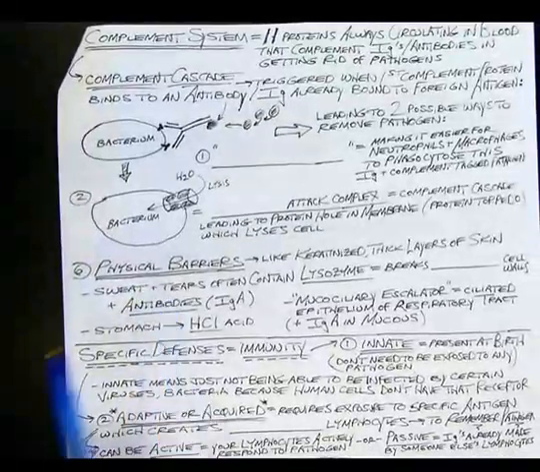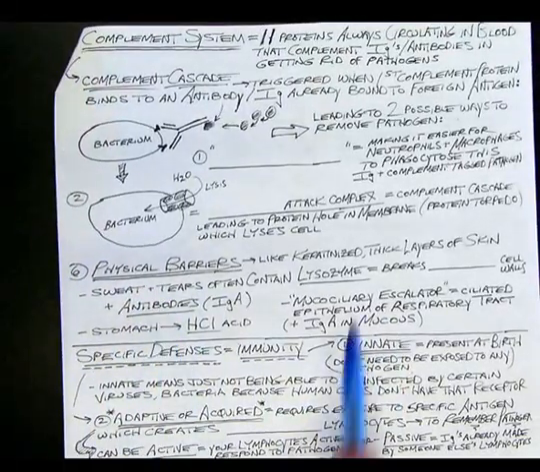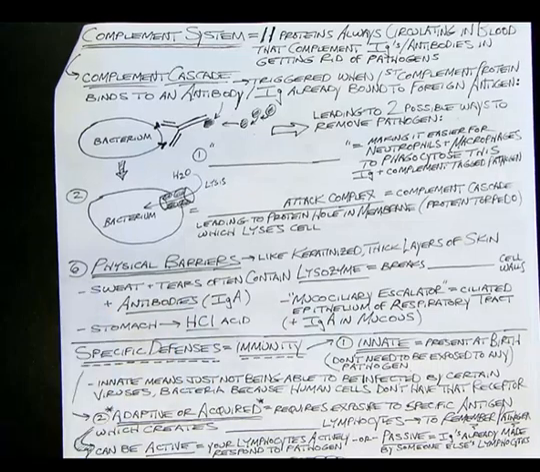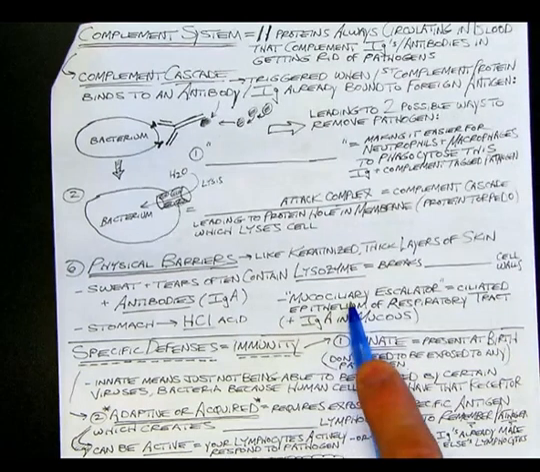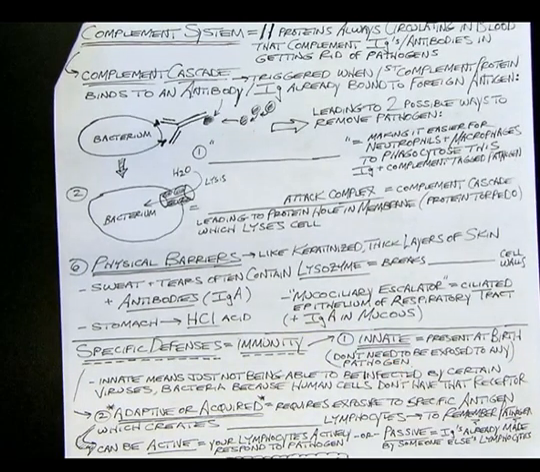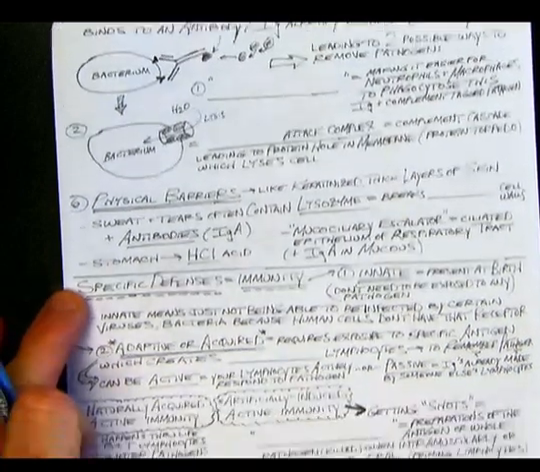And then physical barriers: skin, acid of your stomach, right? Antibodies and lysozyme in your tears and your sweat and your mucus. Those are sort of like out there in the front line trying to get rid of things. The mucociliary escalator in your lungs, the cilia trying to get crap out of your lungs, non-specific sort of physical barriers. But the specific defenses, remember this, right?